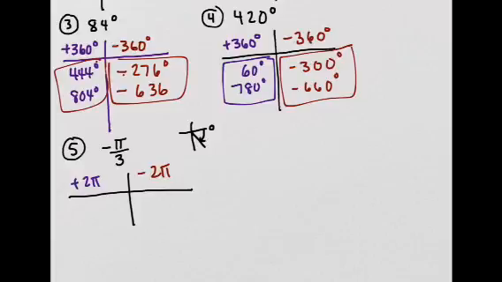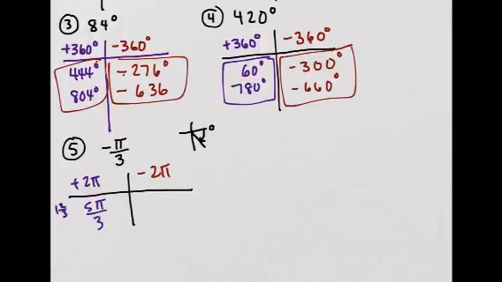Alright, so number 5, we start off with a negative angle. So to get the nearest positive coterminals, I'm going to add 2 pi this time, not 360, because now I'm in radians. So 2 pi minus pi over 3, because I'm adding 2 pi to negative pi over 3, it's going to give me 1 2/3, and we know that 1 2/3 is the same as 5 pi over 3.